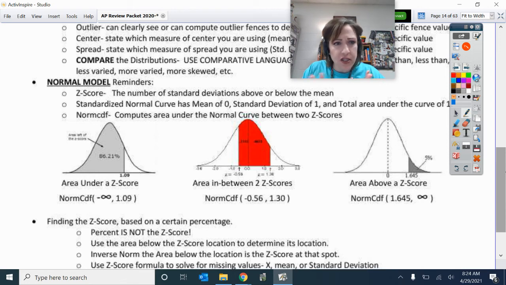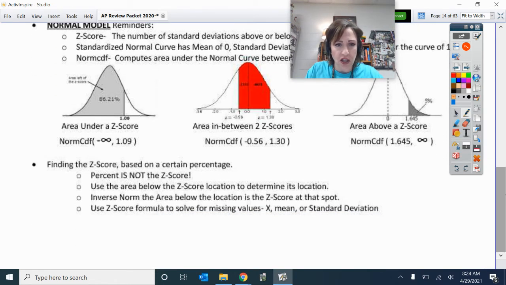Now, for this normal model stuff, I'm not going to go into that because we are so well versed in all the normal model things. Of course, when it's standardized, a z-score of 0 is where the mean is, and the standard normal model has a standard deviation of 1, and the area under the curve is 1. Okay, so I think we're good with all of those.